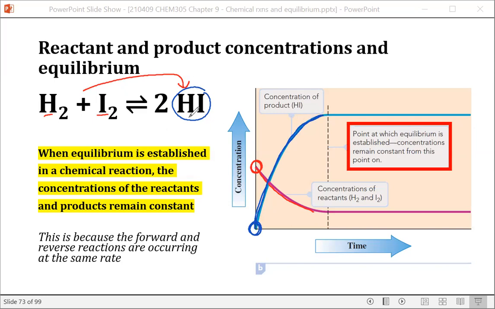Eventually, you have enough product that it starts reverting back into reactants. And when these rates are equal, the rate at which the reactants convert to products and the product converts back to reactants, the concentrations no longer change. Every time reactants are converted into product, at the same rate, product is converted back into reactants. And so the concentration curves will flatten out. This point here, where the concentrations are no longer changing, they're a flat line, is the point at which equilibrium is established. And so there are two ways to tell. You can look at the rate diagram. We go back a slide.